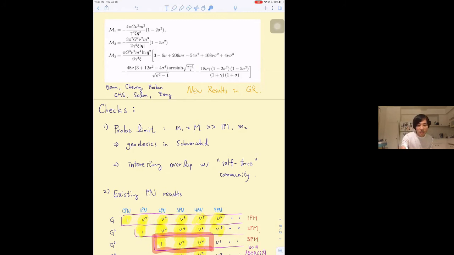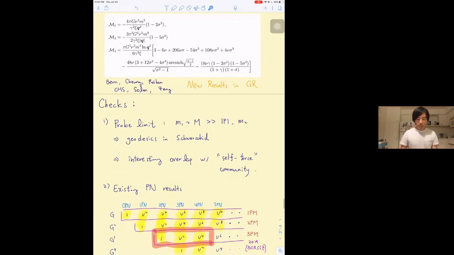And this is actually a very interesting direction because that's another overlap with a different community called the self-force community. What they basically do is study a small point particle in a Schwarzschild background, but they want to include the back reaction from the small particle on the Schwarzschild background. And the back reaction is controlled by this mass ratio nu. So this will be the correction from this self-force effect.